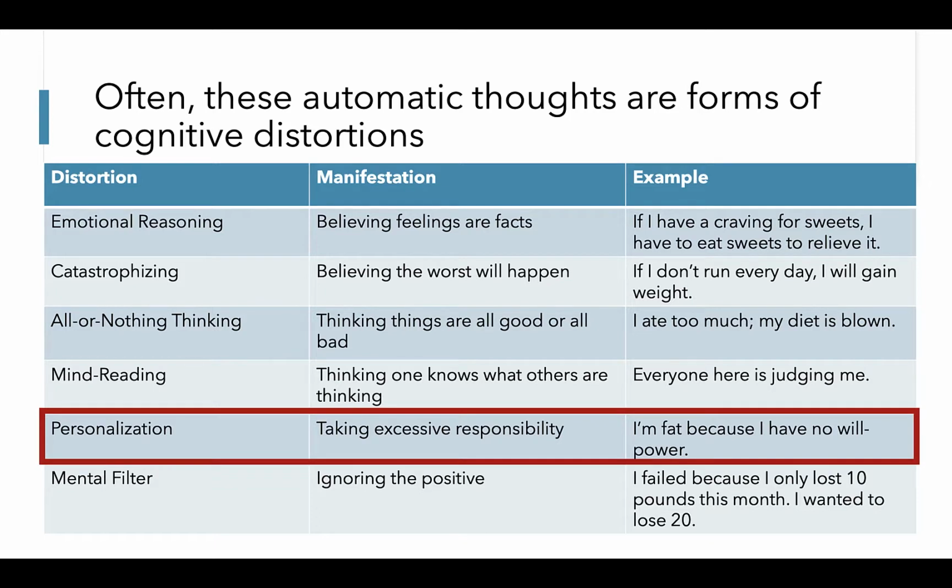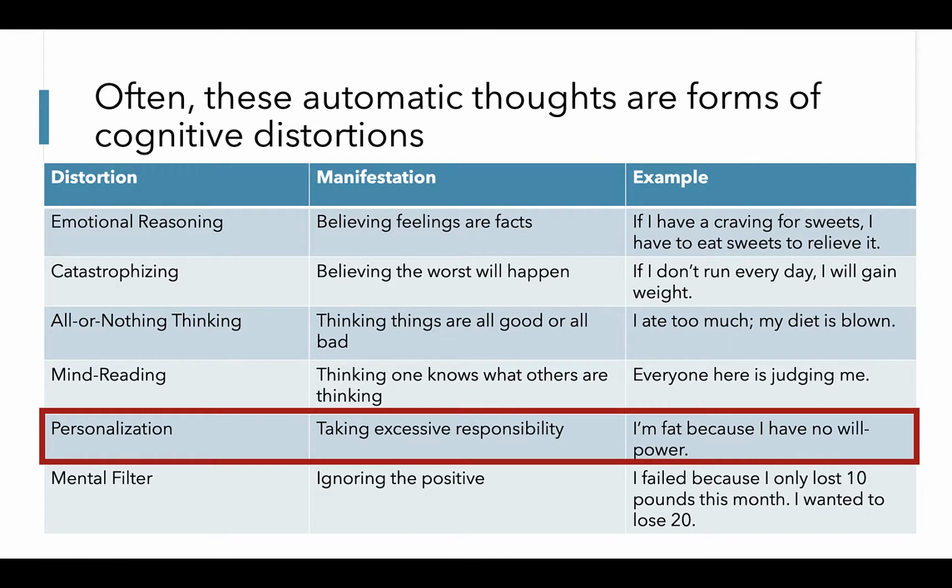Another form of cognitive distortion is personalization, when we take excessive responsibility for the things that happen to us. An example of this is an individual who says, I'm fat because I have no willpower. In reality, it's probably much more complex than that. There may be some genetics or family history at play.